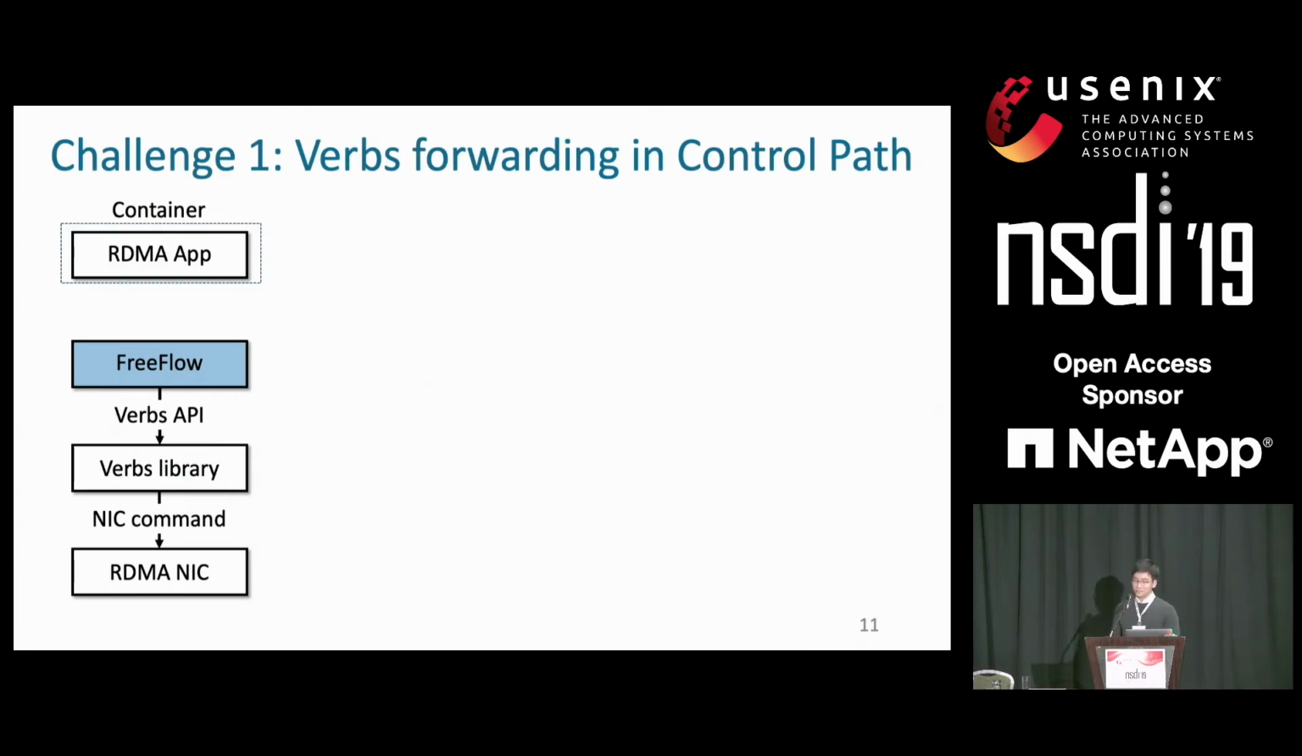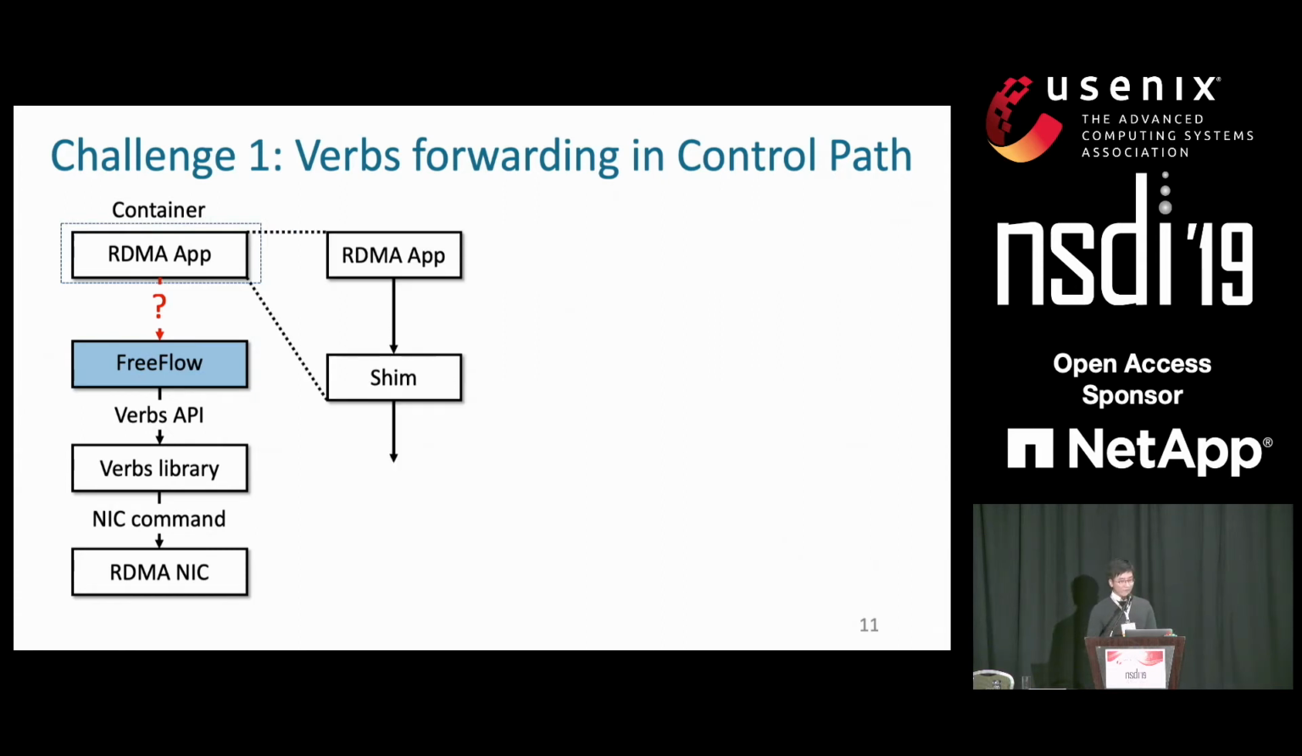The first challenge is how to efficiently intercept and forward verbs calls from the application. That is, what the app should send to the FreeFlow layer to forward the verbs call correctly and efficiently. So we first came up with this design where we put the shim layer under the app and intercept the verbs call from the app. In this example, the shim layer intercepts post send, which is used for posting a send or write work request.